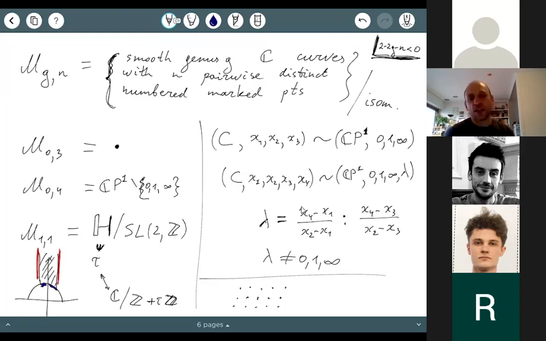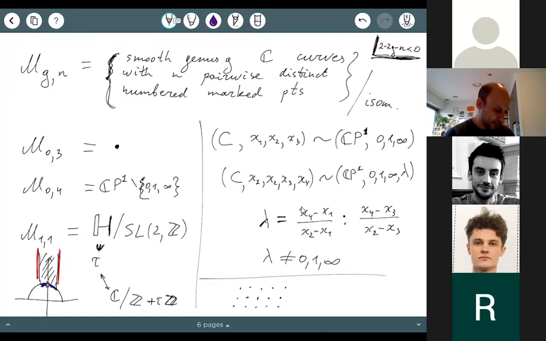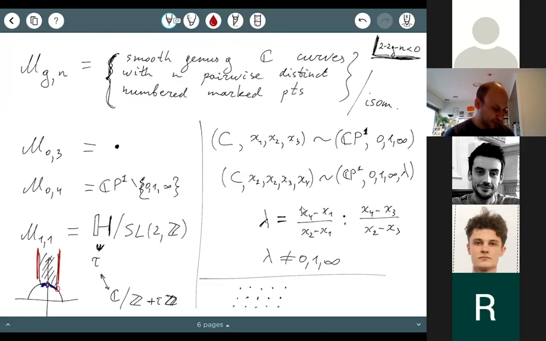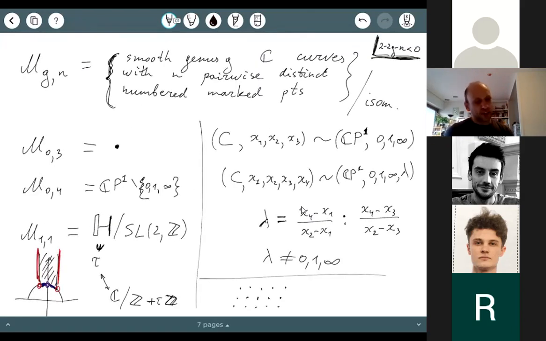So M11 is homeomorphic to a sphere with one puncture. And there are two special points where the automorphism group of the elliptic curve is larger than usual. Okay, so then, as you can see in these examples, MGN is in general not compact.